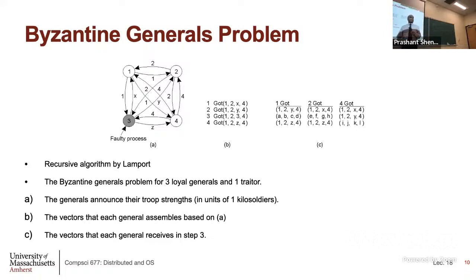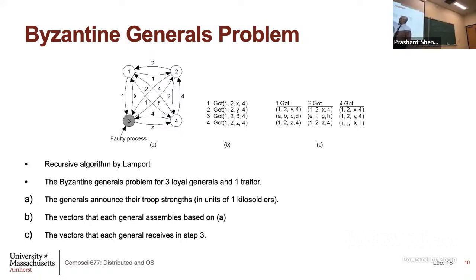You could have said this is the time you want to attack or something. So we'll have a two-round process to figure this out. In round one, each process is going to broadcast its strength to the other generals. In this case, general one is going to say, I have one soldier. It doesn't matter how many soldiers there are. You send that message to everyone. General two sends a message saying, I have two soldiers. General three is the faulty process. It can send arbitrary messages.